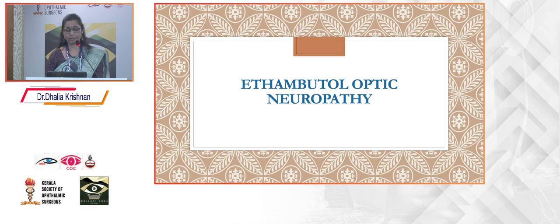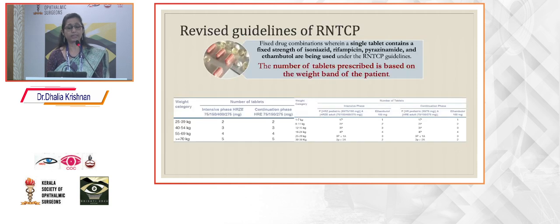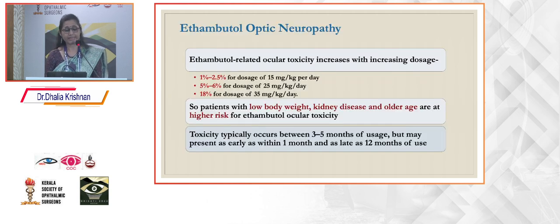Coming to ethambutol optic neuropathy, we are all seeing increased incidence of ethambutol optic neuropathy following the revised guidelines of the RNTCP program, which allows for daily dose and longer duration of ethambutol use and fixed dose combinations where the number of tablets prescribed is based on the weight band of the patient. Studies have shown that ethambutol related optic neuropathy increases with increasing dosage. So patients with low body weight, kidney disease, and older age are at higher risk. The toxicity typically appears between 3 to 5 months of therapy, but may present early or later.